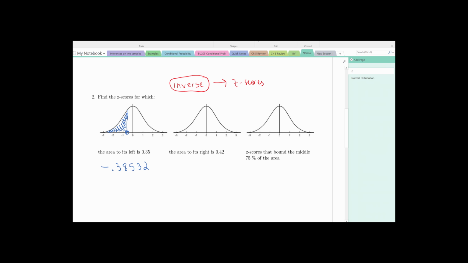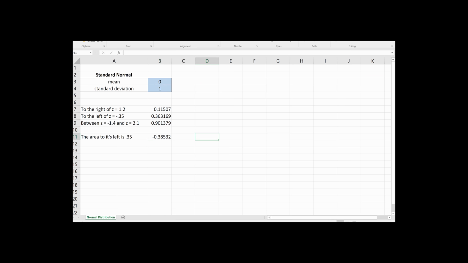One way to check this, how would I check this? Let's go ahead and check. Okay? If I were to do normal distribution and I go up to negative 0.38532, mean is 0, standard deviation is 1, cumulative, yes. If I've done this correctly, I should get 0.35, and I do. Okay, so that's one way for you to check if you've done this computation correctly.